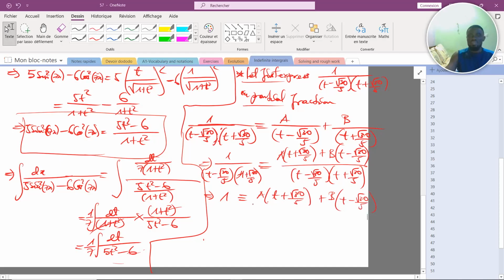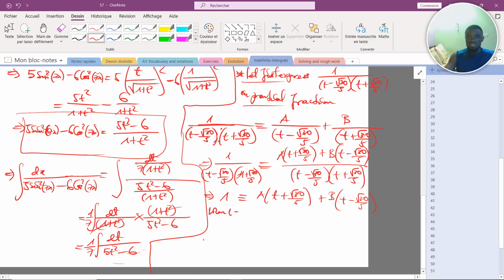Now, we have to find A and B. There is no need of expanding it. If I want to have A, I need to eliminate B. To eliminate B, I just need to let t be root 30 on 5, and this will become 0. You understand? If I'm to find B, I'll just let t be minus root 30 on 5 for this to become 0. So let's start by finding A.